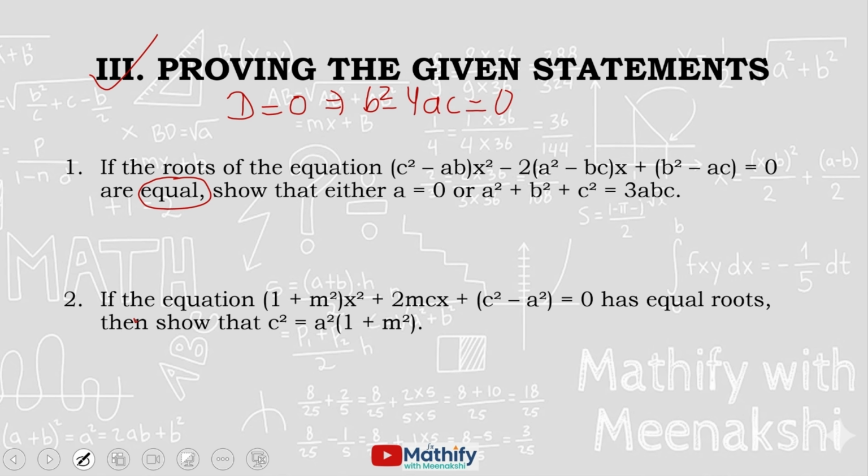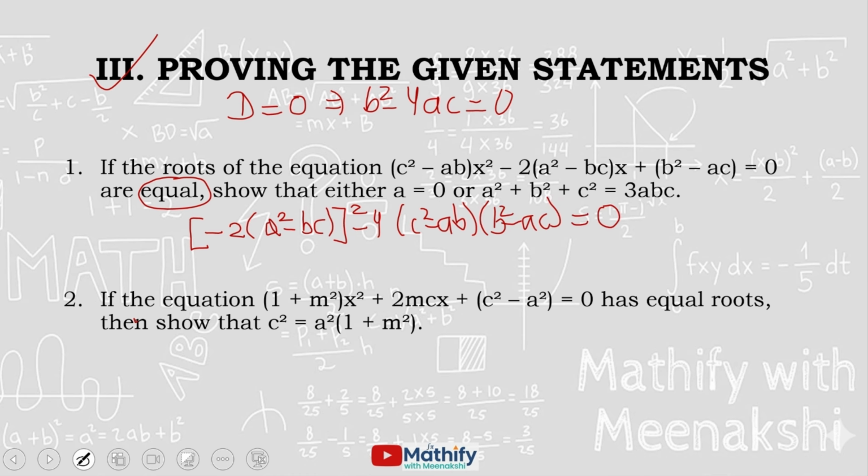So let's put the value. Now b. B is minus 2a square minus bc whole square, minus 4ac. Now 4ac is a, c is c square minus ab, and c is b square minus ac. So you have to put this as 0. Let's take the square of this.